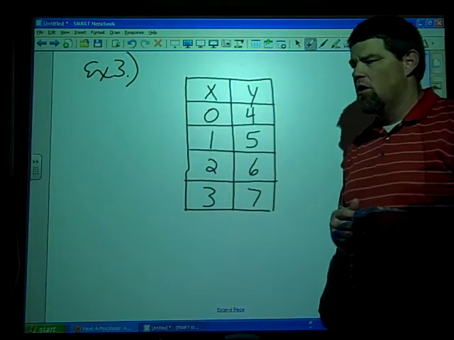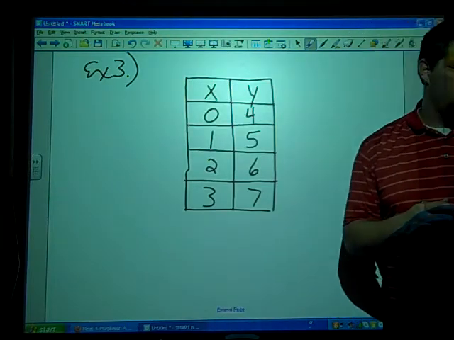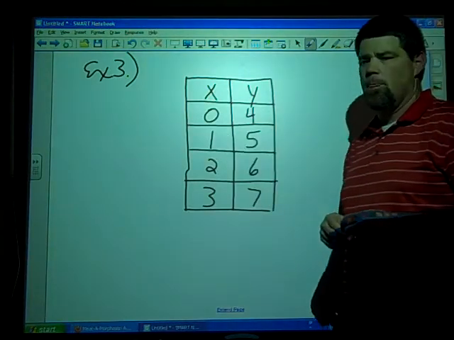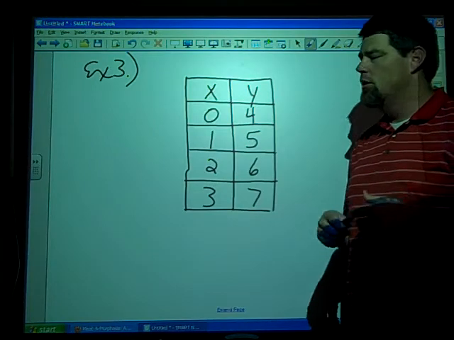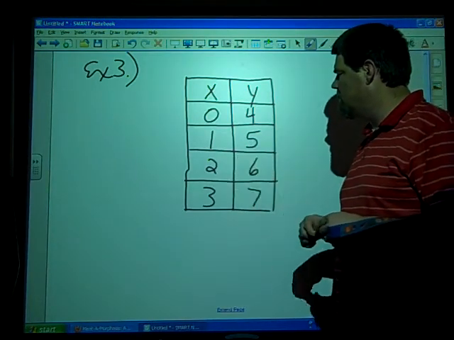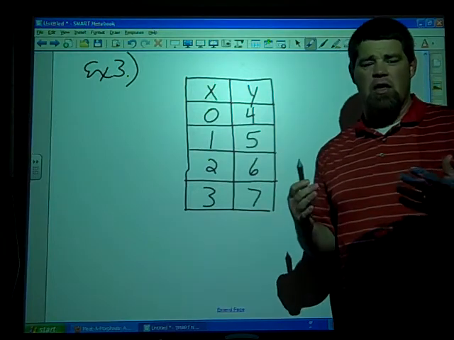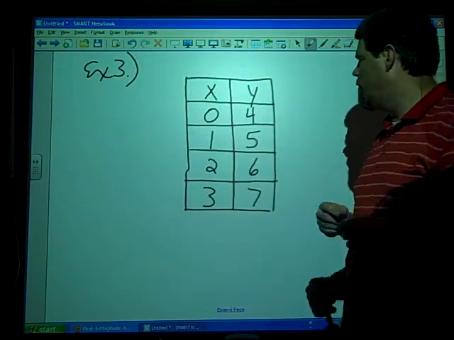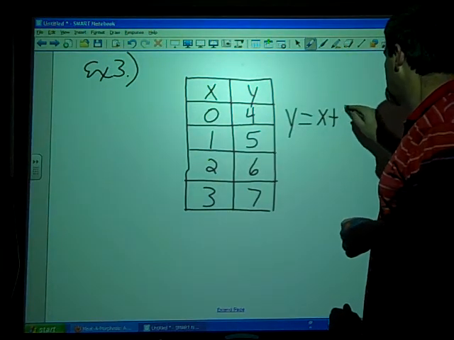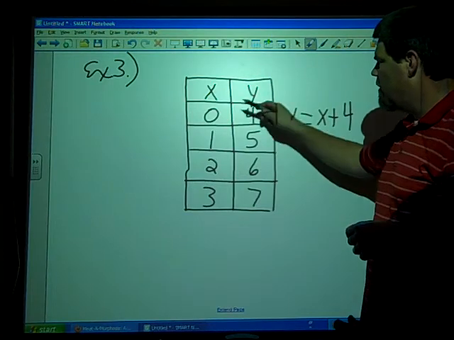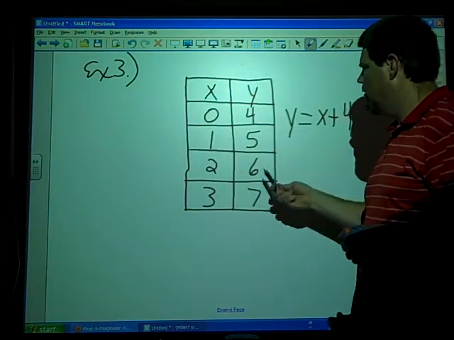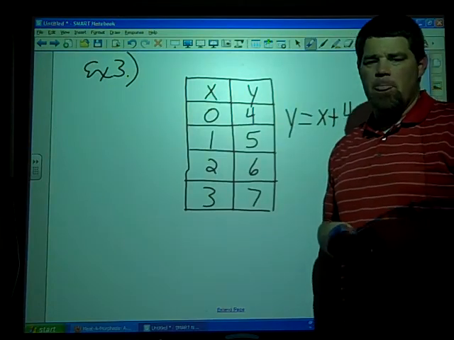So what is our rule for this function table? If we notice, how do you go from 0 to 4? It looks like they added 4 to it. It went in as 0, came out as a positive 4. Put a 1 into the function machine, it came out as a 5. So it looks like that works. It's a positive 4. So we can say that our rule is y equals x plus 4. No matter what value you put into the function machine, it's going to add 4 to it, and it's going to come out as your output value. Hope this helps you.